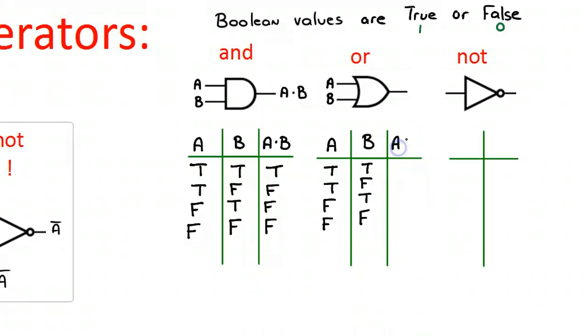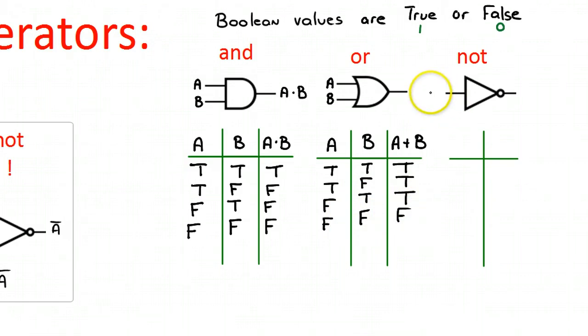So now let's look at A or B. And the OR gate works where if one or the other is true, the output is true. So true, true would result in true. True, false would result in true. False, true would result in true. False, false would result in false.